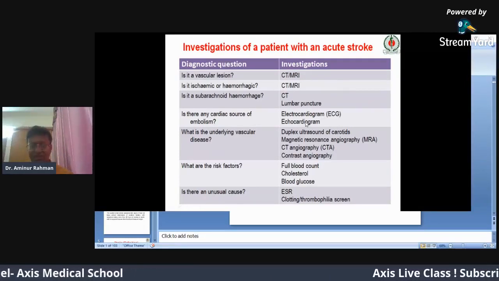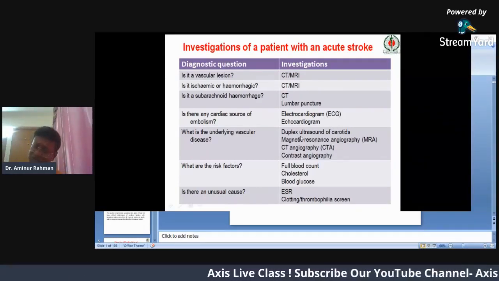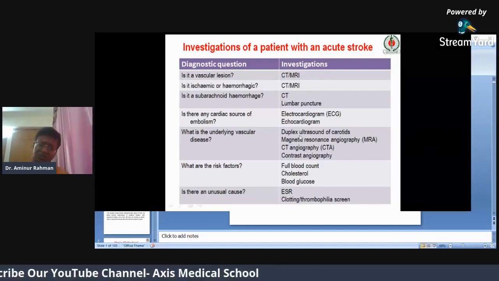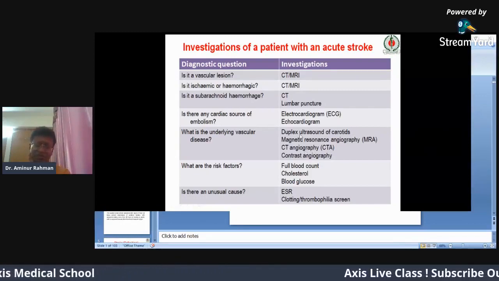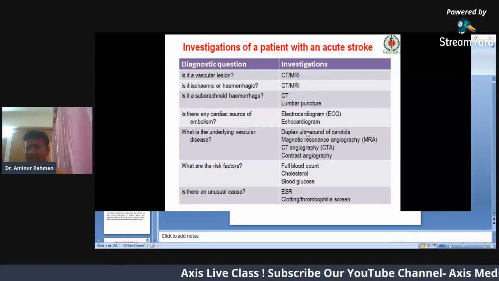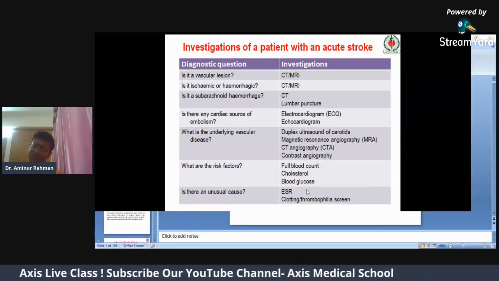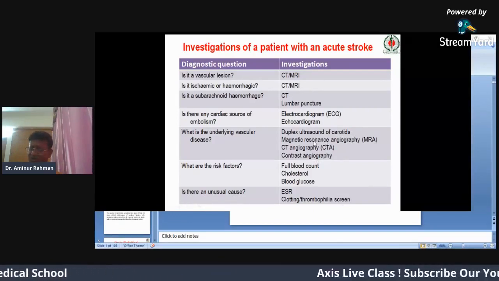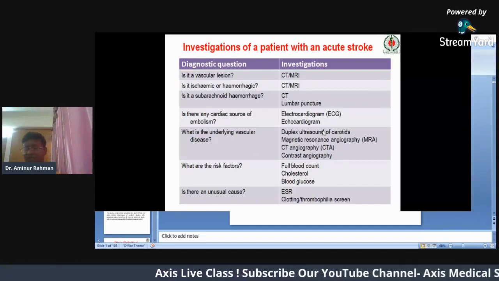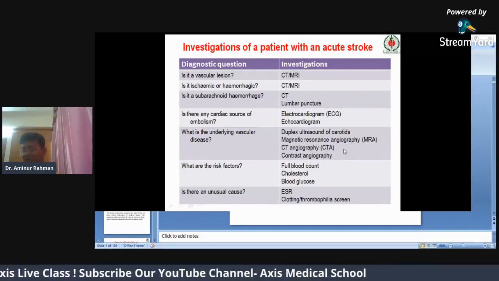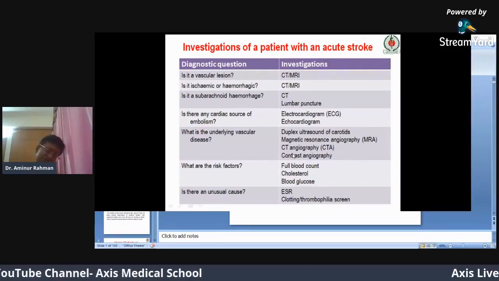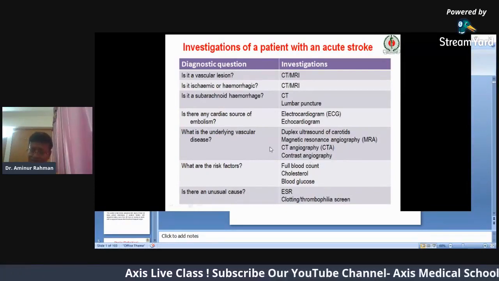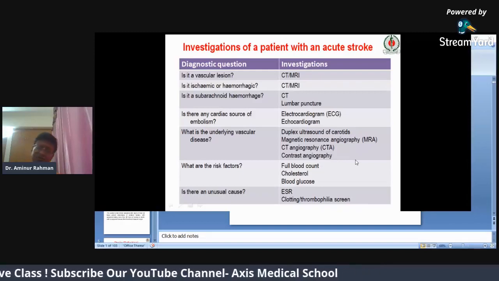And what is the underlying vascular disease? For underlying vascular disease, we go for Doppler study of carotids, magnetic resonance angiography, and CT angiography. With Doppler study, you can diagnose carotid artery thrombosis or stenosis. With MRA, you can detect stenosis of the carotid vessels. Also for aneurysm or AVM, we can go for MRA and CT angiogram to find any vascular anomaly in the brain, or any obstruction or cerebral stenosis. And contrast angiography uses another contrast during the angiography.